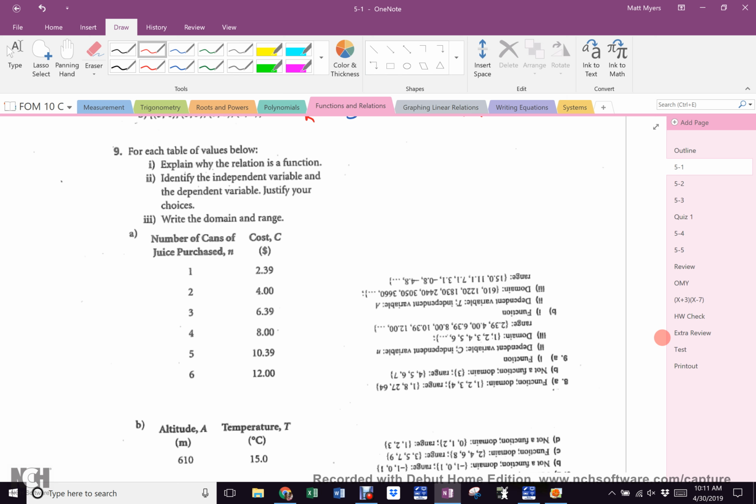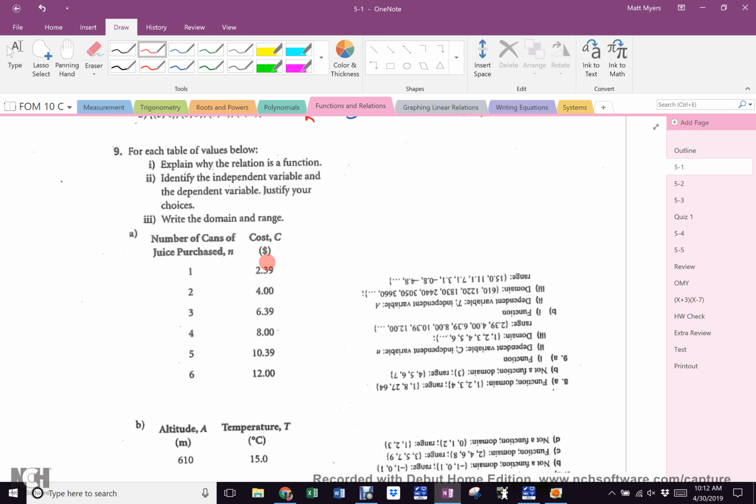All right, let's talk about that first one. This is a function. Why? Nathan. Right. Every domain value gets me a unique range value. Right? Every input gets me a unique output. That's why it's a function. Which is independent, which is dependent?